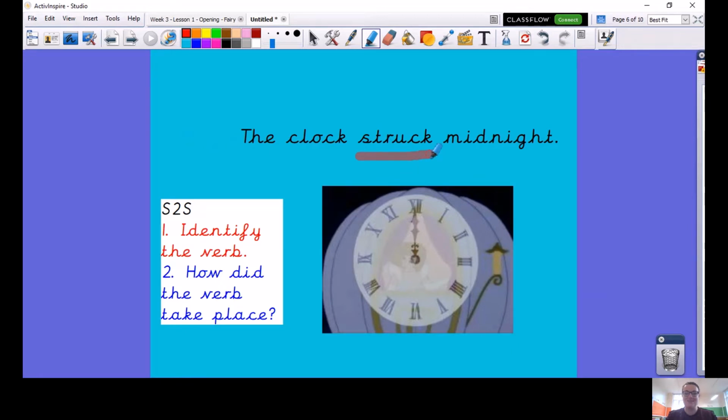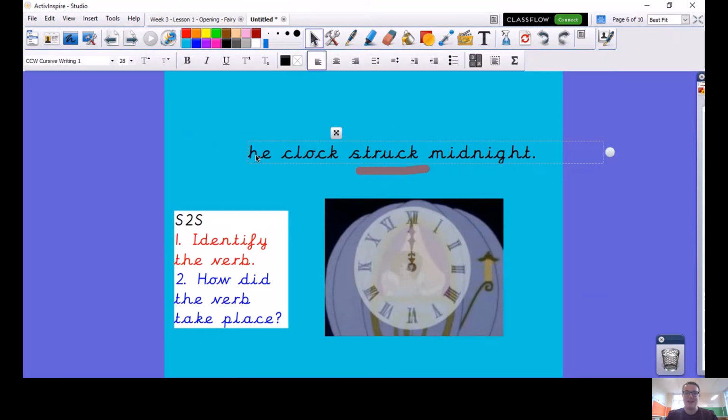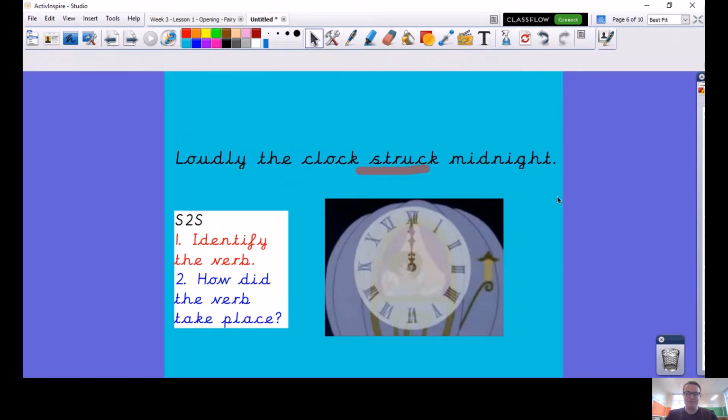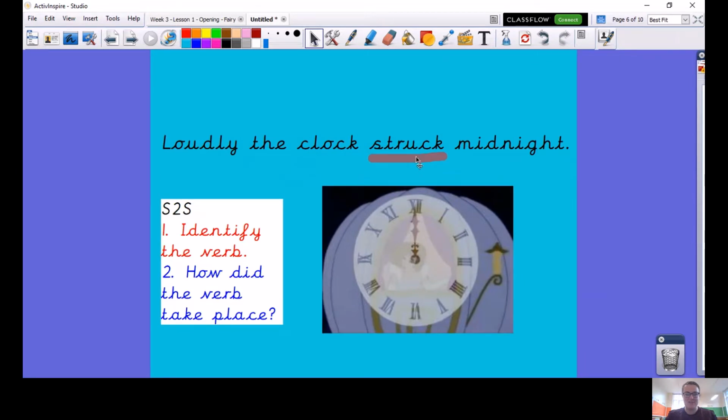How did it strike? I'm going to think of a few words, but I'm going to give you a couple of seconds to think about how it might have been striking. I'm going to choose loudly. The clock struck midnight. Loudly, the clock struck midnight. You might have chosen a different adverb, and that's absolutely okay. Final sentence.